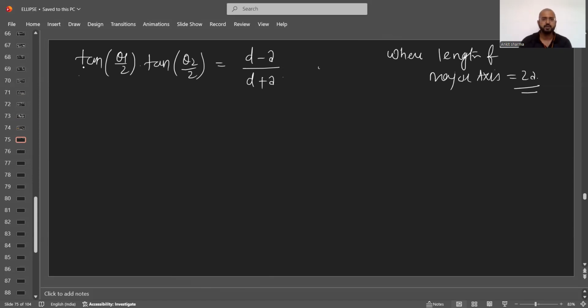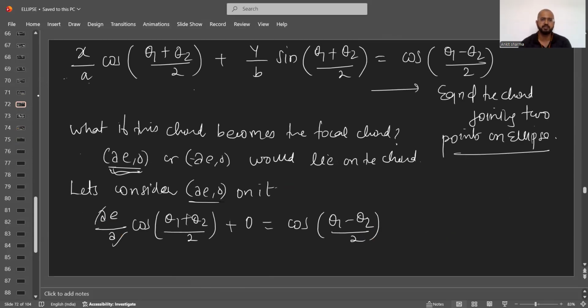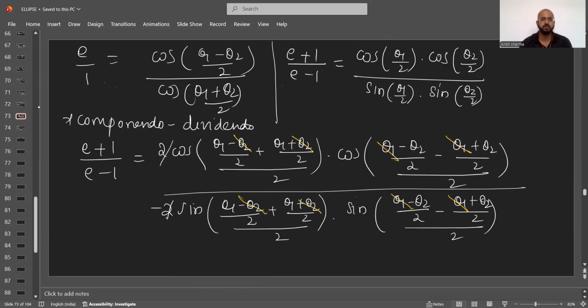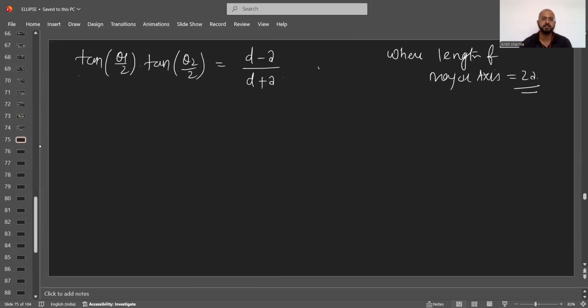We can consider the same equation. Instead of considering the chord passing through a comma 0, we now consider that it passes through d comma 0. So d over a I'll take, and then again the same story. Again by componendo dividendo, I'll get this result. The same result, where this will be d over a instead of e over 1. So I get d minus a over d plus a. This is what we can prove.